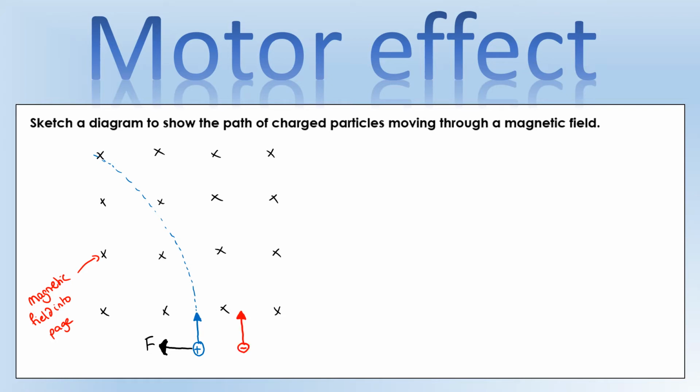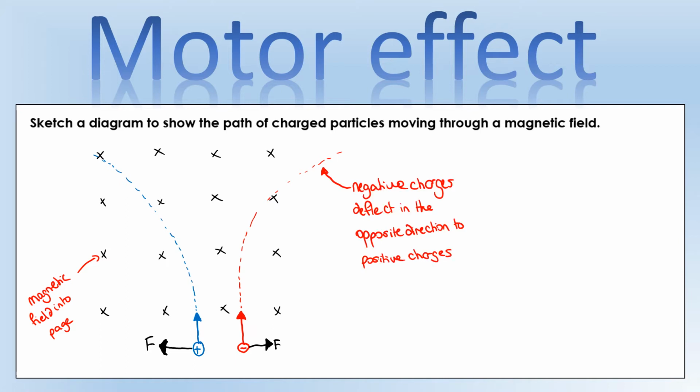What if we put a negatively charged particle into the field? Well, a negatively charged particle is going to do exactly the opposite of what a positive charge is going to do. So it's going to experience a force to the right and it's going to bend the other way. So that's the thing to bear in mind. Fleming's left-hand rule tells you the direction a positive charge will experience a force. So if you have a negative charge, it's just going to do the opposite of that, like you can see here.